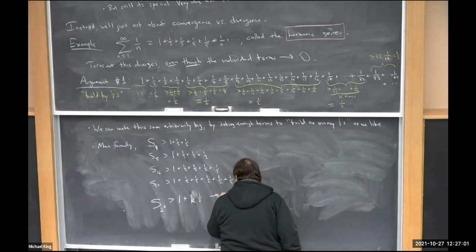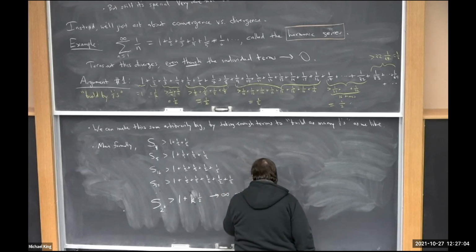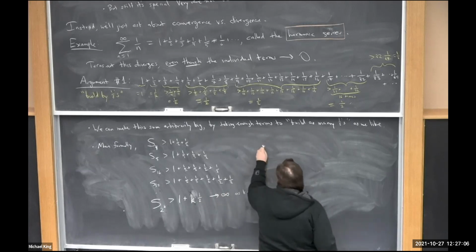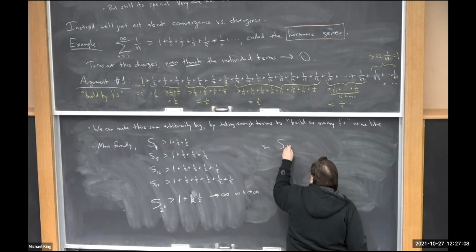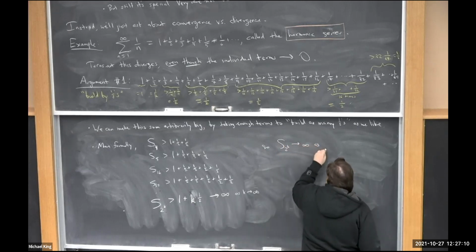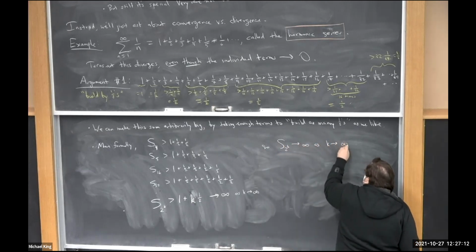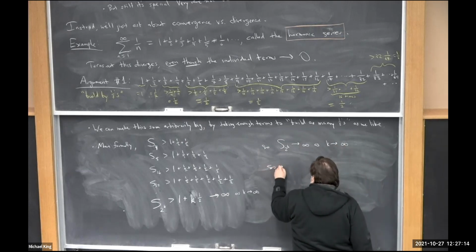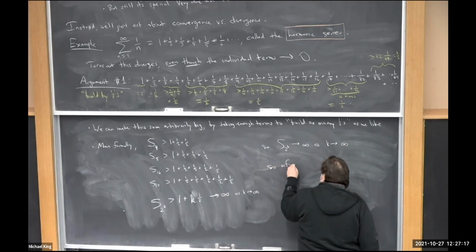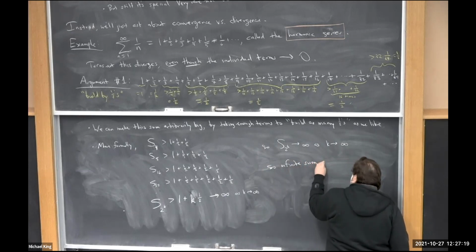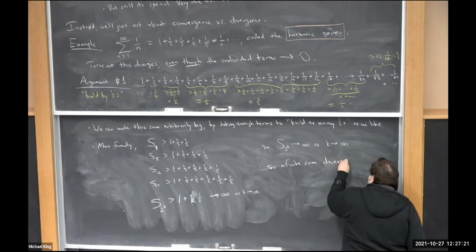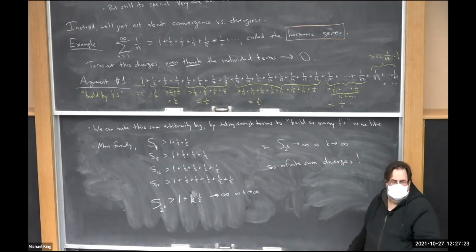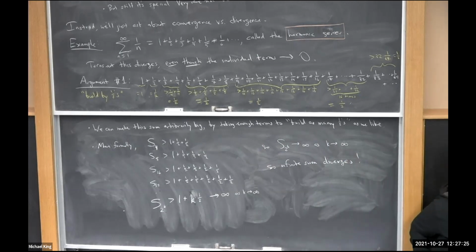So this goes to infinity as k goes to infinity. So S sub 2 to the k goes to infinity as k goes to infinity. So the infinite sum diverges. Okay, fair enough. That's the first argument.